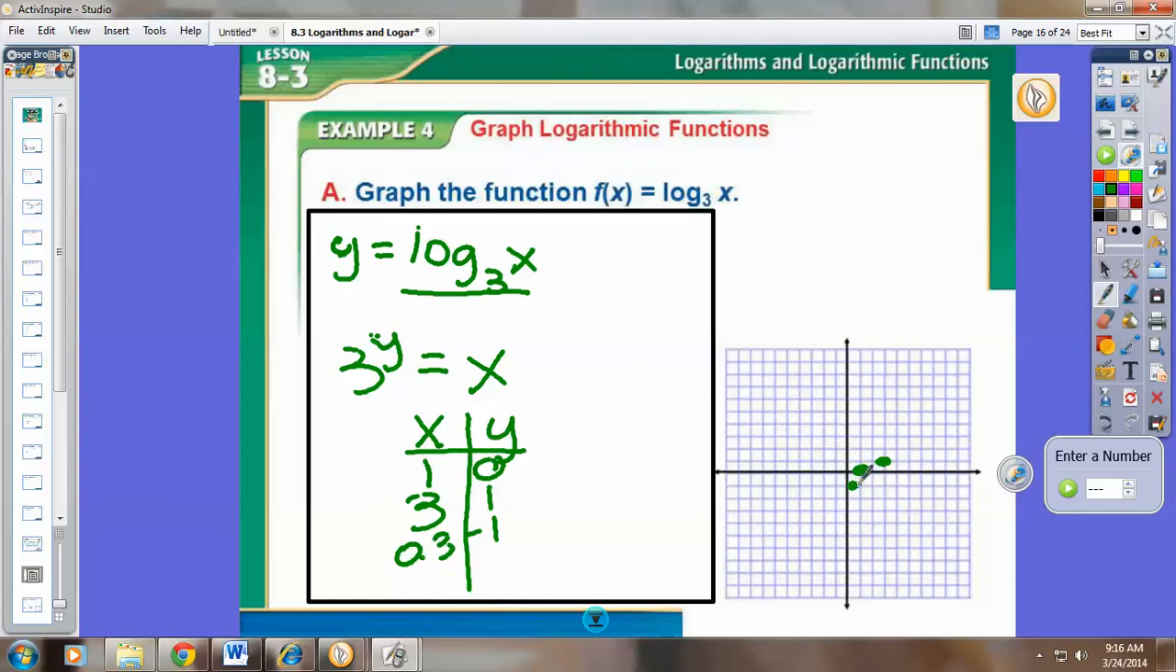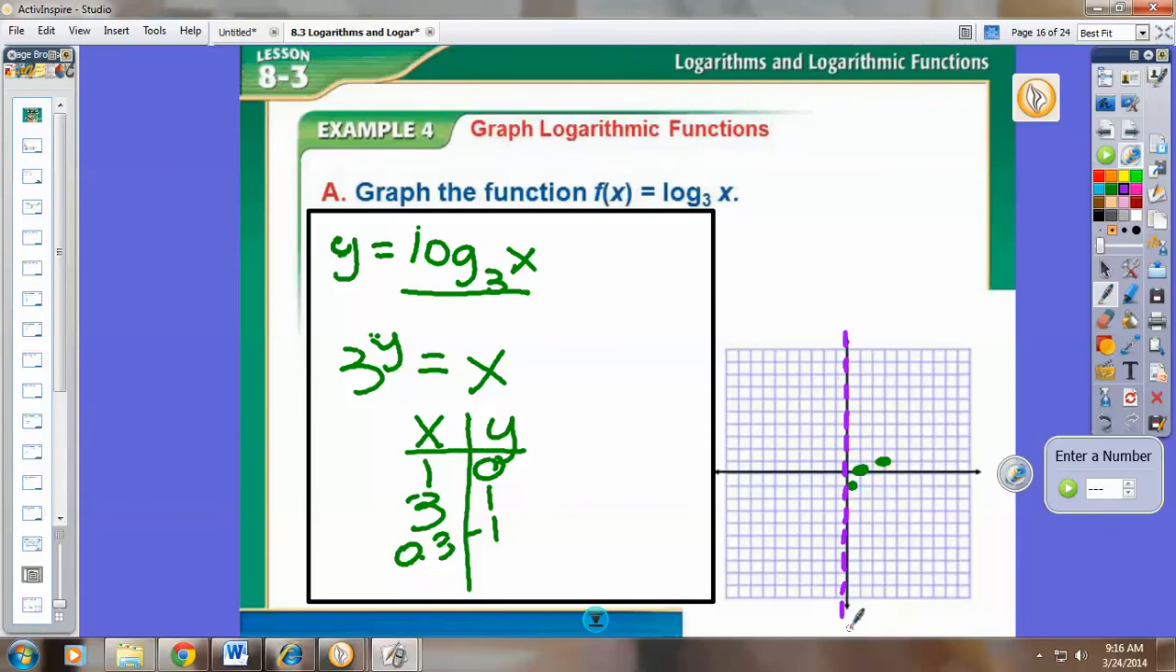Where did I tell you your asymptote is located? On the y-axis. Okay. On the y-axis, do we have a shift here? Are we adding or subtracting 1 to our function, to 3 to the y power? No. So our asymptote is going to remain here along the y-axis, excuse me.